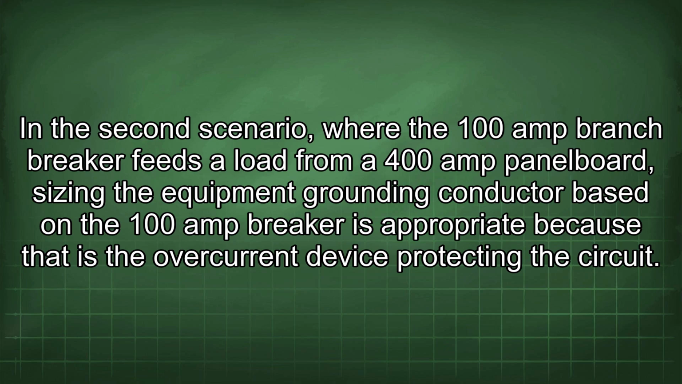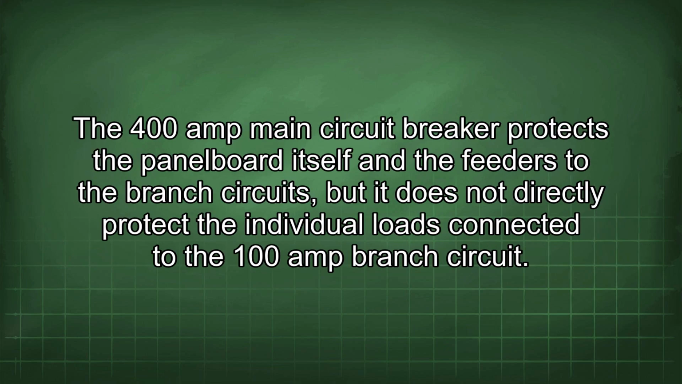In the second scenario, where the 100 amp branch breaker feeds the load from a 400 amp panel board, sizing the equipment grounding conductor based on the 100 amp breaker is appropriate because that is the overcurrent device protecting the circuit. The 400 amp main circuit breaker protects the panel board itself and the feeders to the branch circuits, but it does not directly protect the individual loads connected to the 100 amp branch circuit.